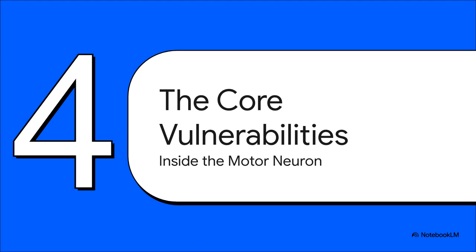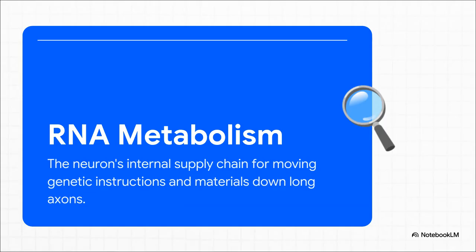Let's go inside the motor neuron and look at these core systems, these 4 key vulnerabilities that all those different genes seem to be attacking. First up, we have RNA metabolism. The best way to think about this is as the neuron's internal supply chain. It's a super complex logistics network that's in charge of getting critical messages, the instructions from our DNA, from the cell's headquarters out to the front lines where the work actually gets done.